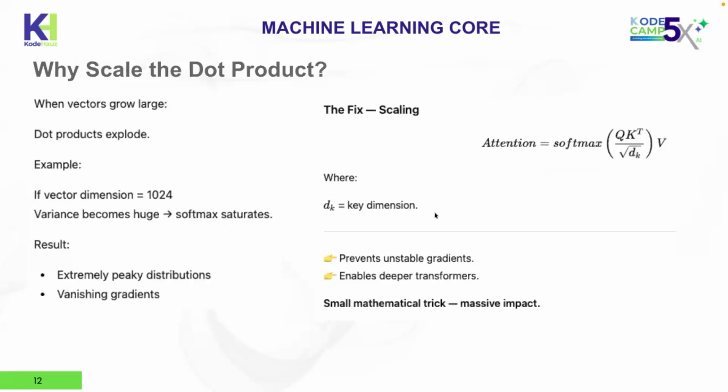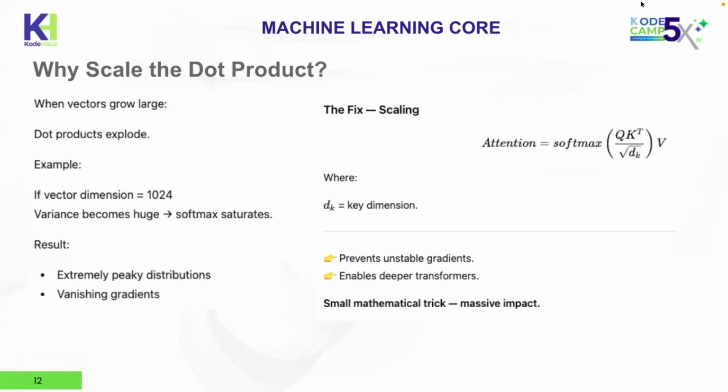So the question is, why are we doing scaling with the dot product? When the vectors grow large, the dot products can explode. So that's why you do scaling, okay? It can become very large, so like exploding gradients and so on. Remember, a dot product is a sum of the products, right?